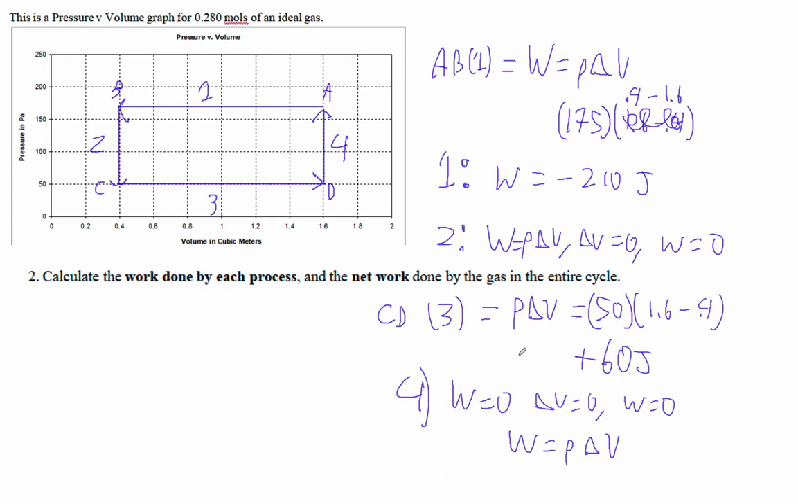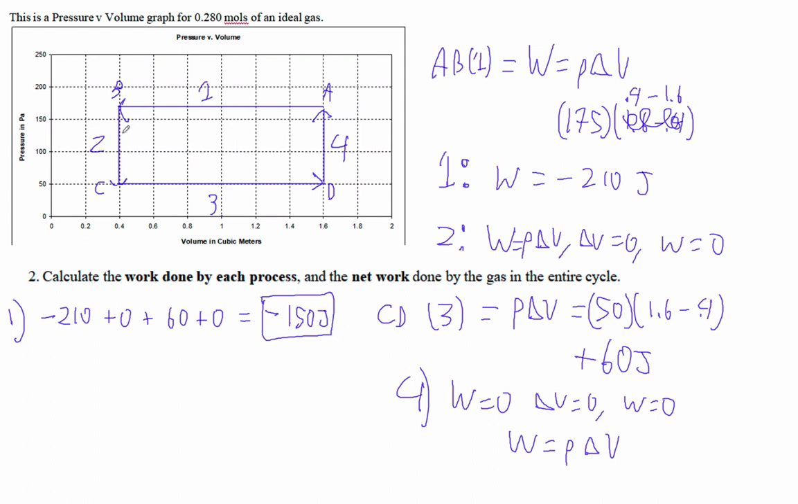So now we want to find the work for the entire cycle. Well, we can just add these up. So method number 1, just add them up. Minus 210 plus 0 plus 60 plus 0 is equal to minus 150. I needed a calculator for that because it's the end of the day and my brain doesn't work so good. There we go.